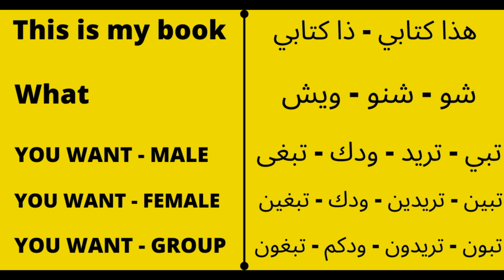Now what we said, we have three ways in Gulf dialect: شو, شنو or ويش. And I told you an extra one, إيش. You want for male تبي or تريد or ودك or تبغى or تبغي. You want for female تبين, تريدين, ودك, تبغين. You want for a group تبون, تريدون, ودكم, تبغون.